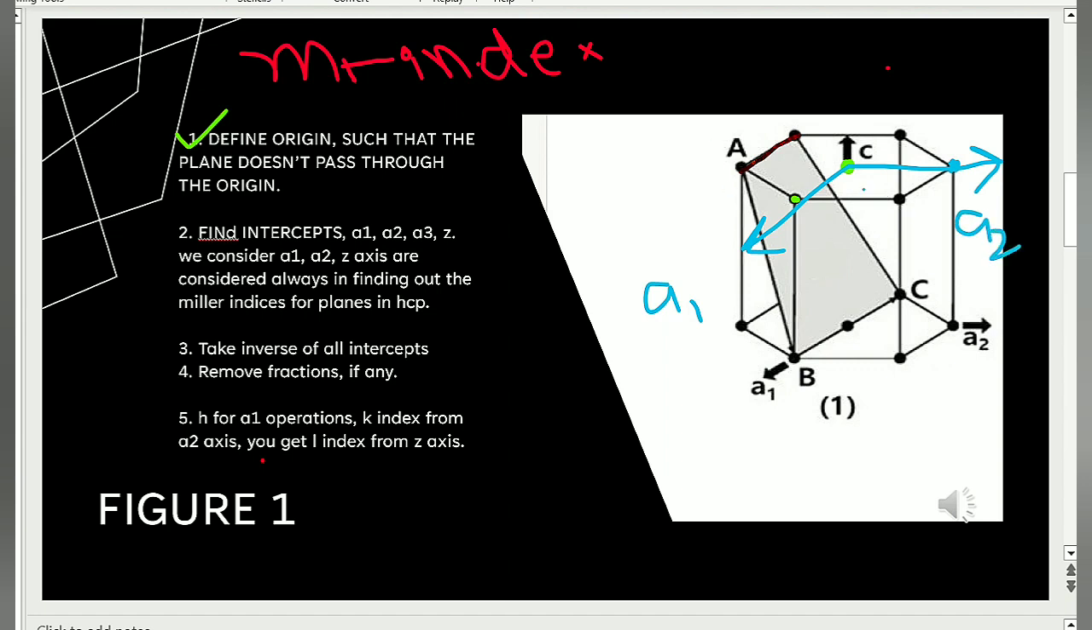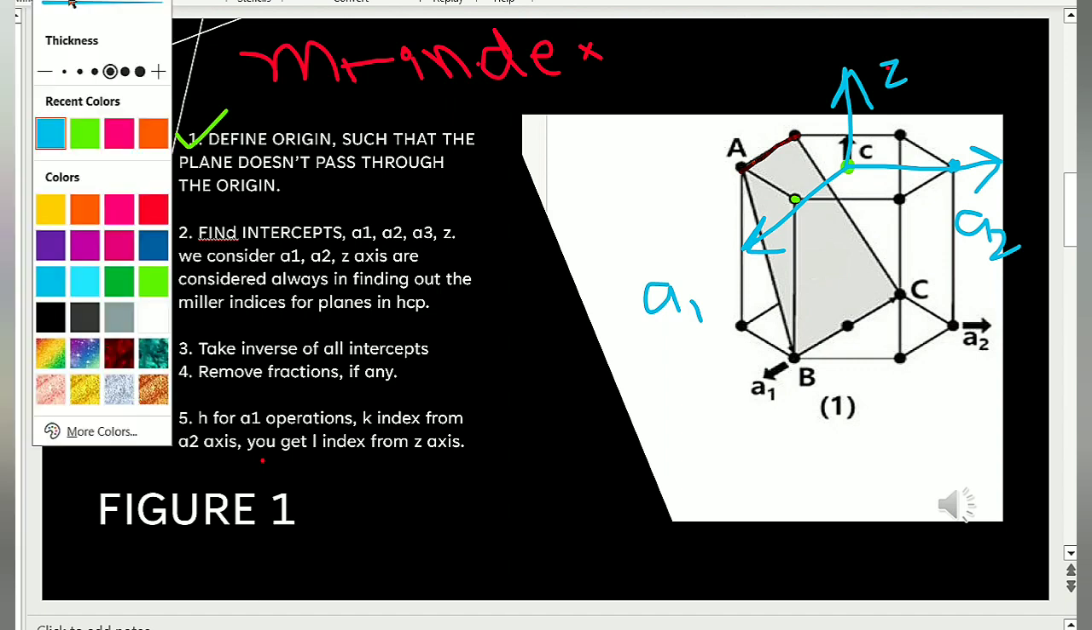Okay, and the Z axis is simple. This is simply vertically upward. This is the Z axis. Okay, these are actually the perfect straight lines. Try to make the perfect straight lines. It's better. Okay, all right. Now we have defined our coordinate system.